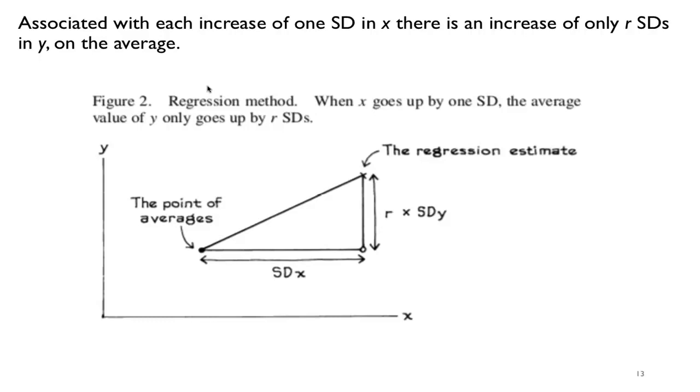So the regression method, here's the regression line. It says that if I move horizontally by the amount of the spread in the x direction, so if I move horizontally by SD in the x direction, then I only move up by less. So if my run is SDX, then my rise is only R times SDY. And so this is the regression line, and it goes through the point of averages.